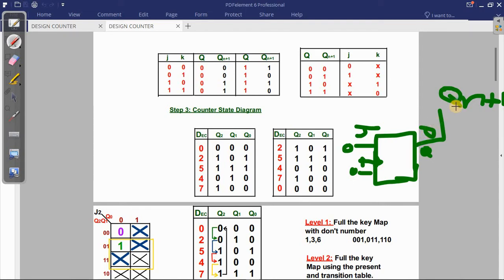So we have 0. If it doesn't change, we're going to have what? The 0 to the output. If I put 0 and 1, the condition is what? Reset. If I have 0 here, I reset, what am I going to have? 0. If I put 1 and 0, the condition is what? Set. If I have 1 0, I have 1 here.